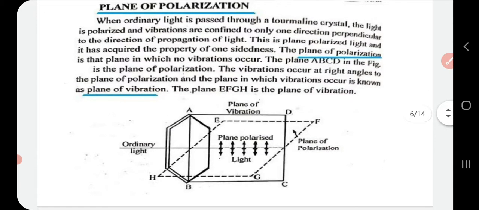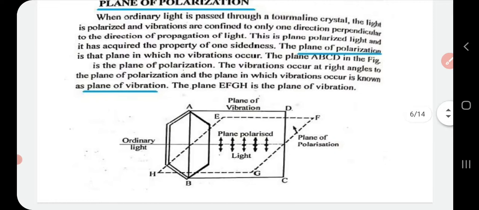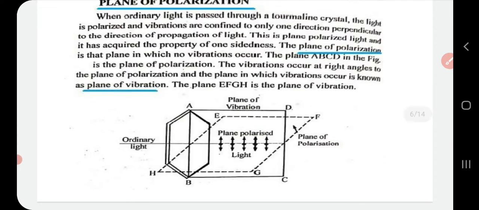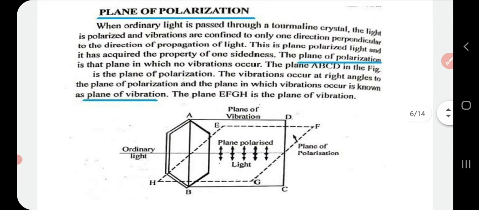Okay, now the vibrations occur at right angles to the plane of polarization, and the plane in which vibrations occur is known as the plane of vibration. It is represented by the plane EFGH in the figure. So from here you have to study two definitions, that is, what is plane of polarization, and next, what is plane of vibration.